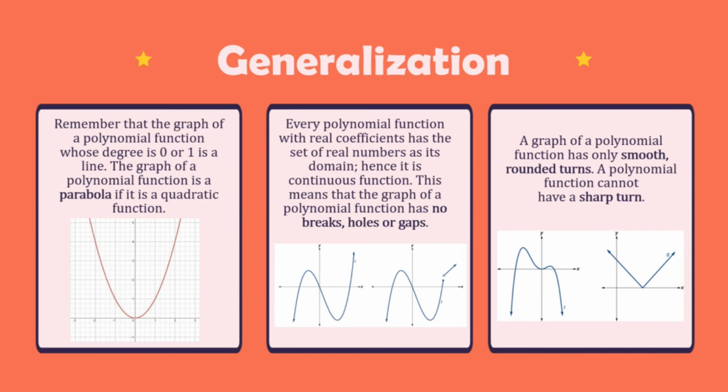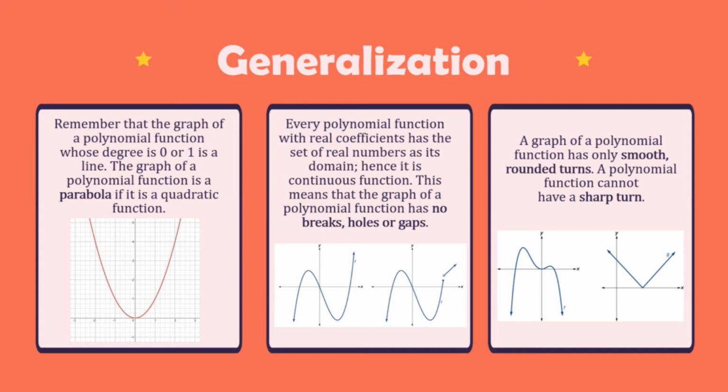Next, remember that the graph of a polynomial function whose degree is 0 or 1 is a line. The graph of a polynomial function is a parabola if it is a quadratic function. Every polynomial function with real coefficients has the set of real numbers as its domain. Hence, it is a continuous function.